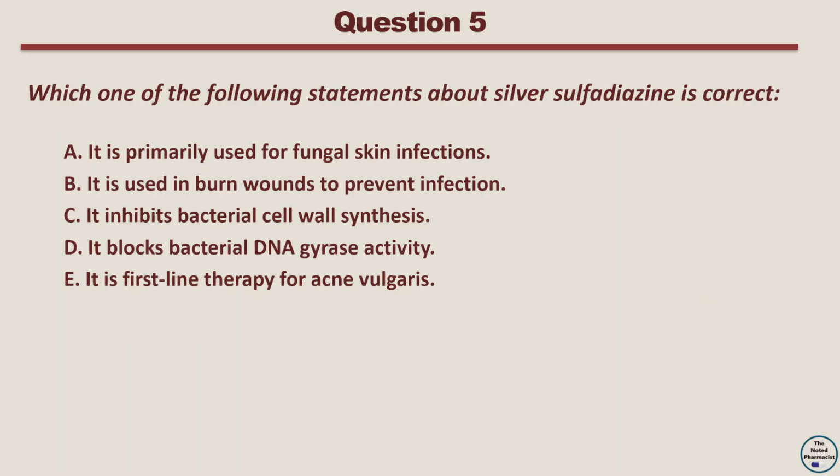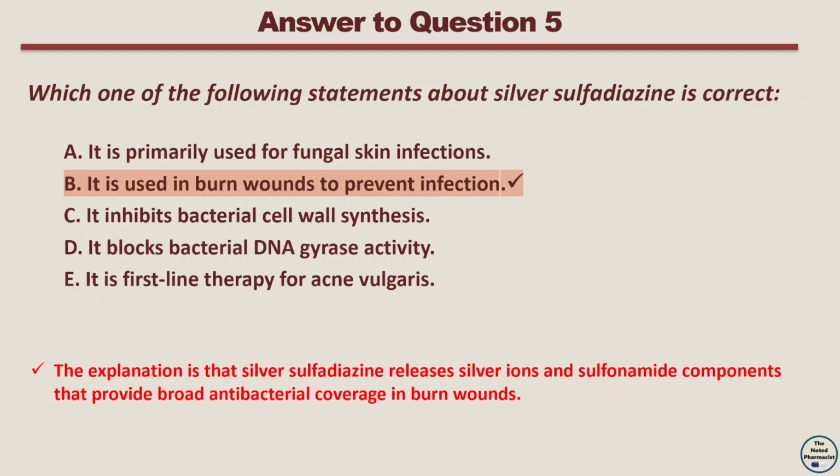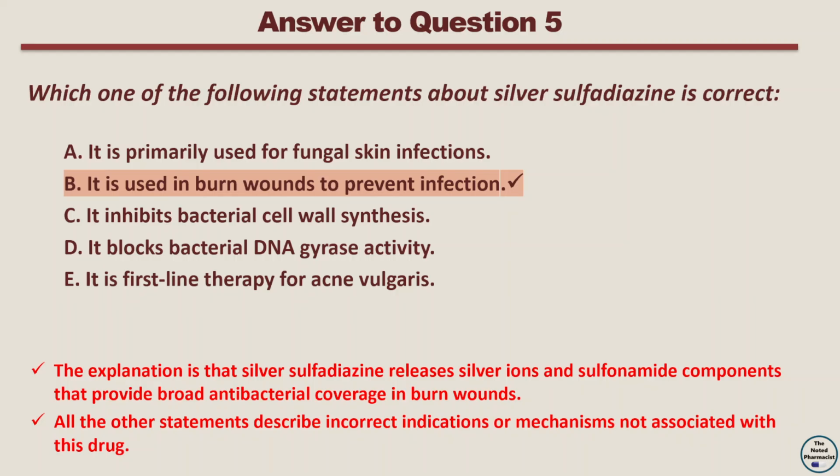The correct answer is option B. It is used in burn wounds to prevent infection. The explanation is that silver sulfadiazine releases silver ions and sulfonamide components that provide broad antibacterial coverage in burn wounds. All the other statements describe incorrect indications or mechanisms not associated with this drug.